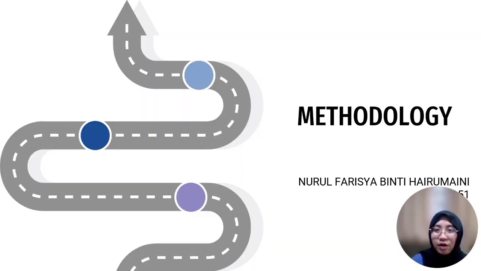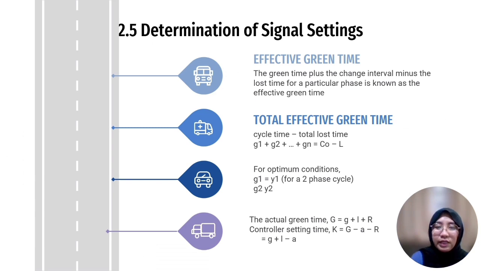I would like to continue the methodology. My name is Nurul Farisha binti Hairumani. My matric number is AF190155. For the determination of signal settings, the green time plus the change interval minus the lost time for a particular phase is known as the effective green time. The total effective green time is cycle time minus total lost time. For optimum condition, g1 equals y1. The actual green time, G equals g plus I minus R. And the controller setting time, K equals G minus A minus R.